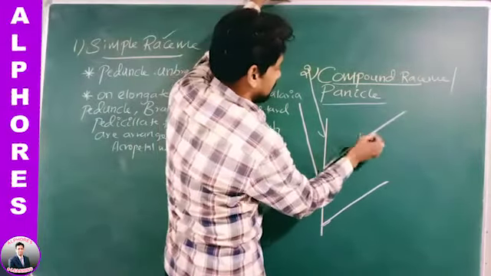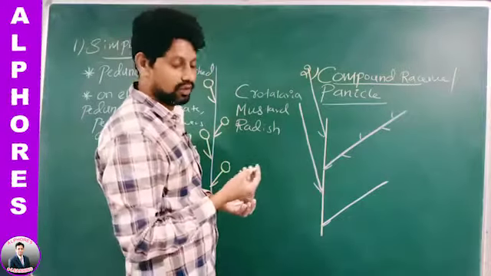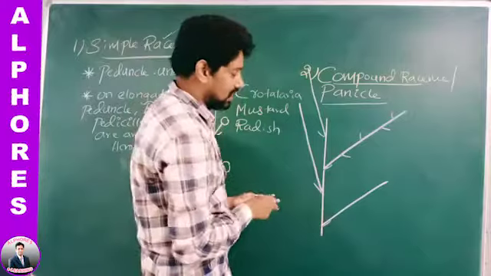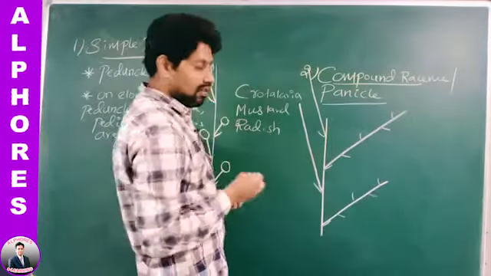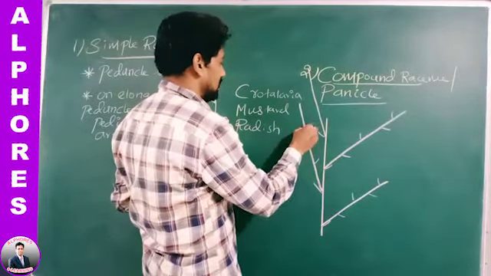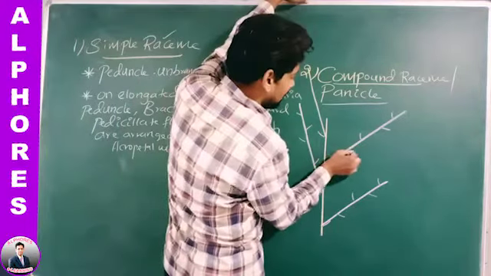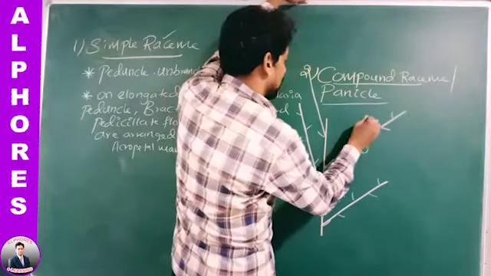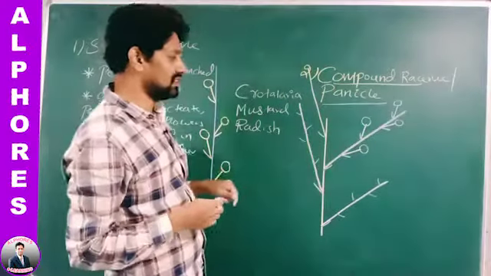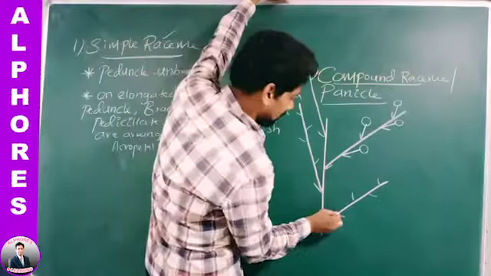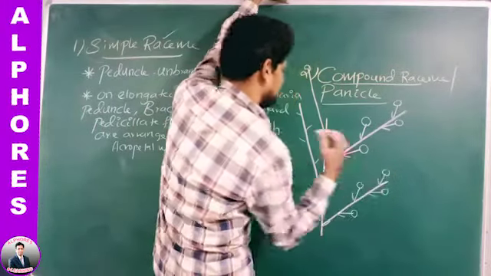On these branches, bracts are present. Sir, this is also a branch. Here also bracts are present. Therefore, on branches you are going to see bracts. From the axil of these bracts, what are developed? Flowers are developed. Here also, from the axil of bracts, flowers are developed.